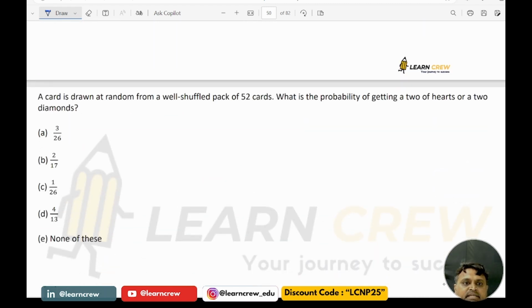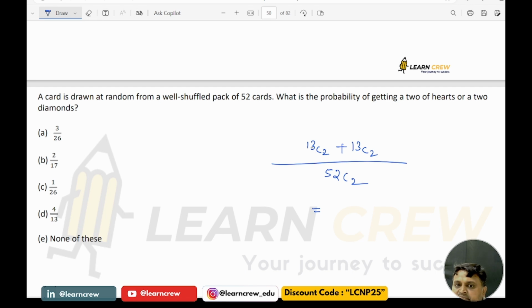Next, a card is drawn at random from a well shuffled pack of 52 cards. What is the probability of getting 2 hearts or 2 diamonds? So the total sample space is 52 C2. How many hearts are there actually? 13. So 13 C2 for hearts and 13 C2 for diamonds, so 13 C2 plus 13 C2.